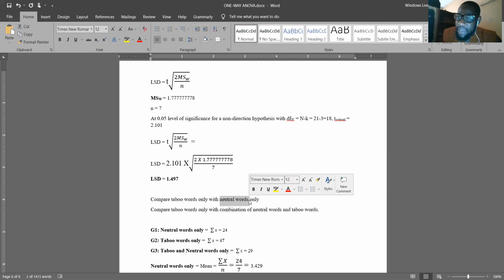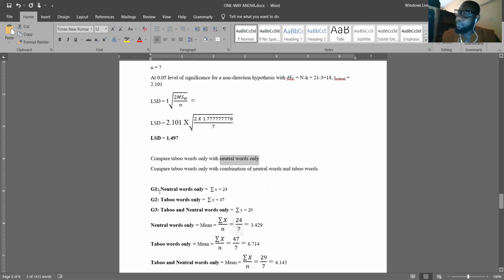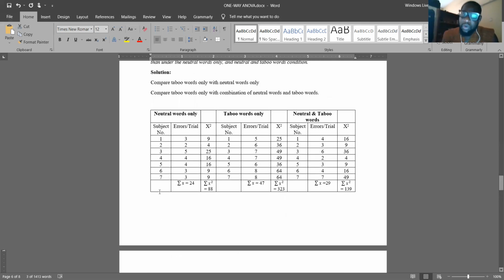And how would we find the mean difference? For us to find any difference, you're supposed to find the mean of taboo words, the mean value for taboo words only, then the mean value for neutral words only. And you know how to solve means. So per the previous calculations that we did with one-way ANOVA, when you check this table, you can see that with neutral words, we had sigma x to be 24, taboo words to be 47, then both words to be 29.